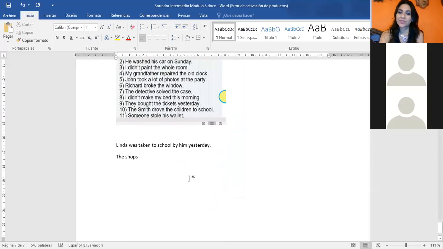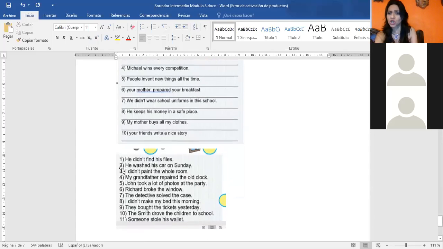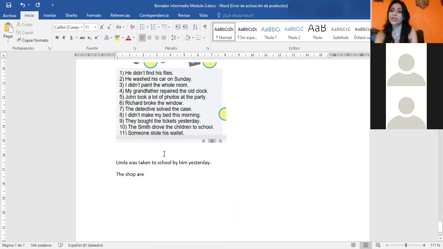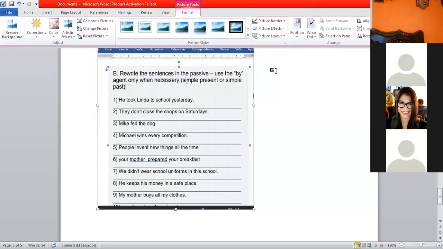The shops in Mexico. Not chops, shops. Shops, Elmer, not chops. Say shampoo. Ah, sí, está bien.